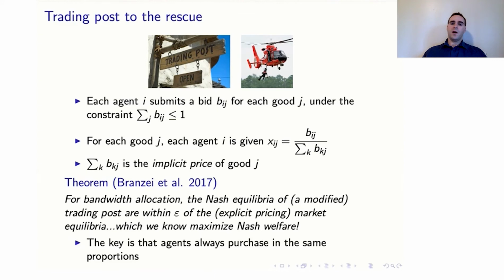And one of the key properties that they use, which we're also going to use, is that in this bandwidth allocation setting, or the more general setting of WINE'20 utilities, agents are always going to purchase in a fixed proportion. So for bandwidth allocation, they always want to purchase the same amount of bandwidth for every link in their path. There's no point in buying more bandwidth for one link.